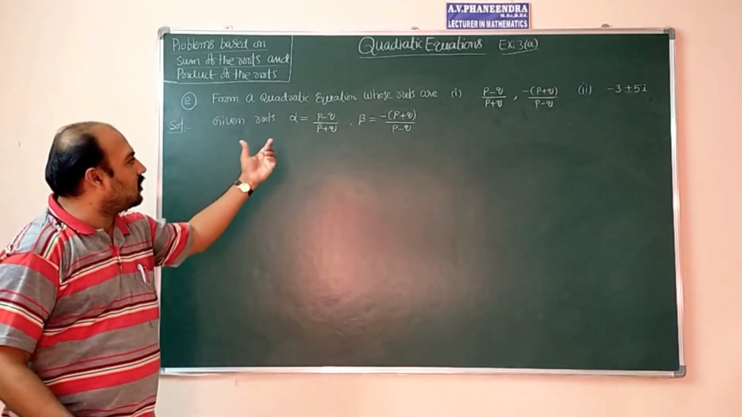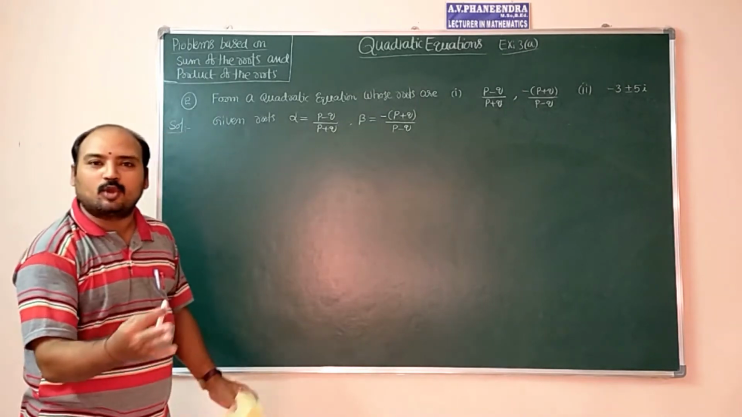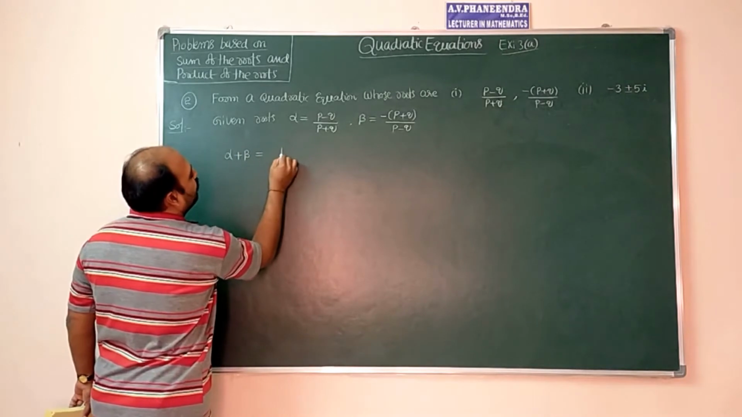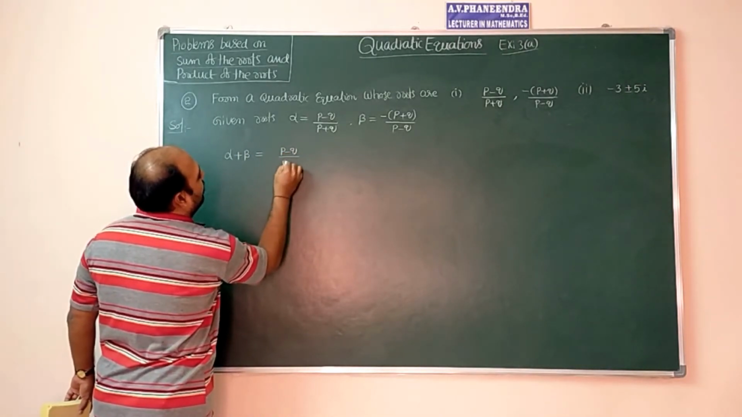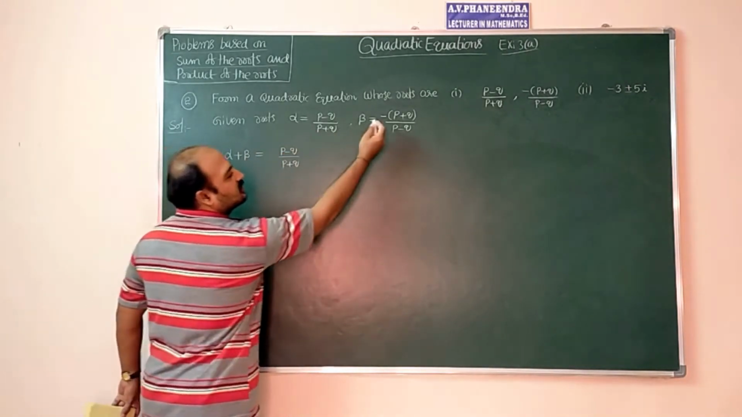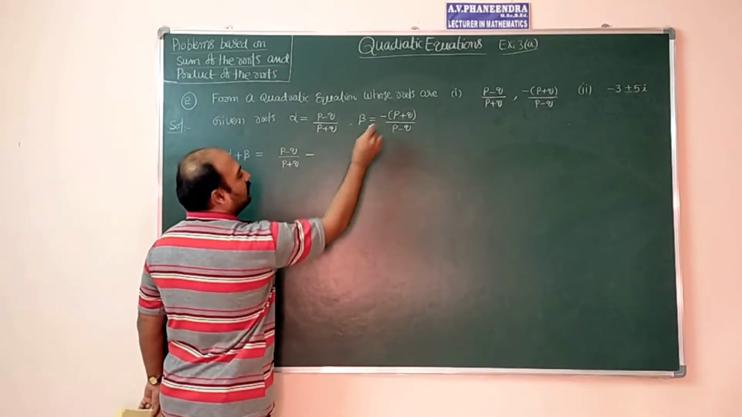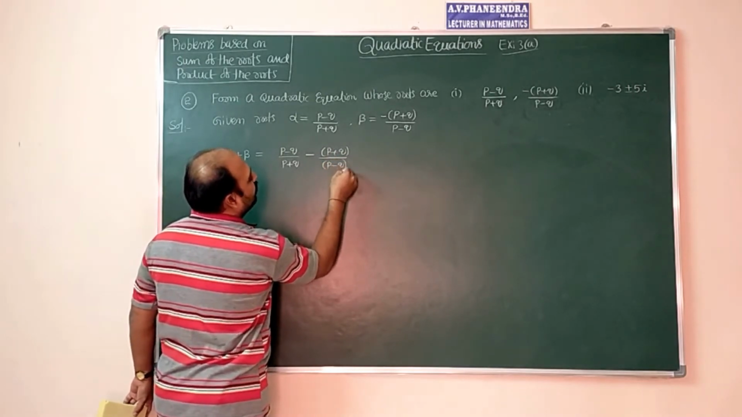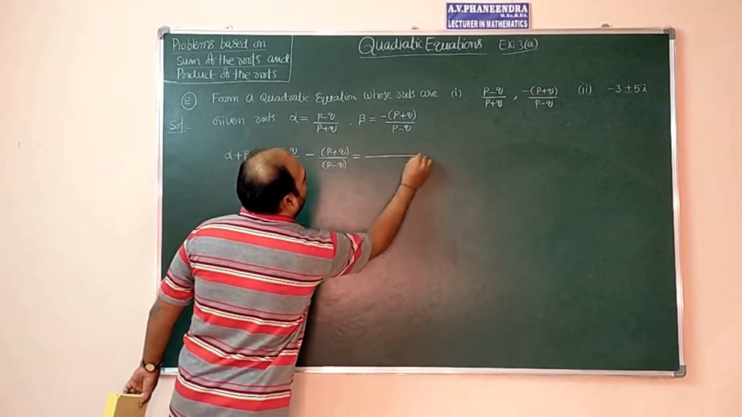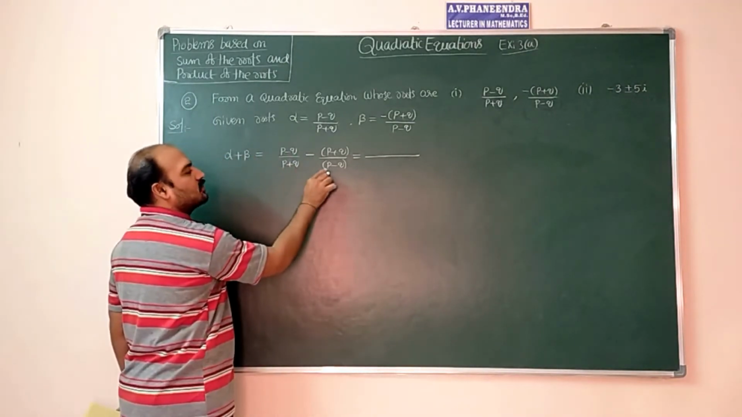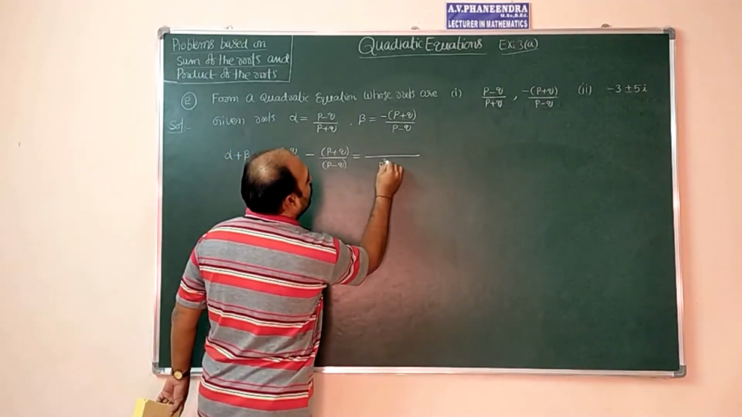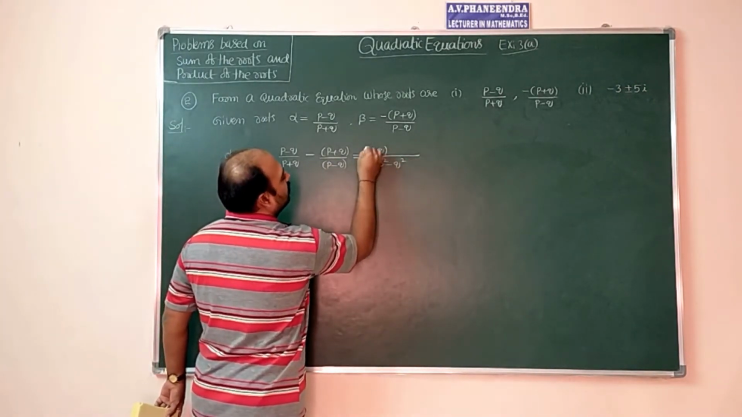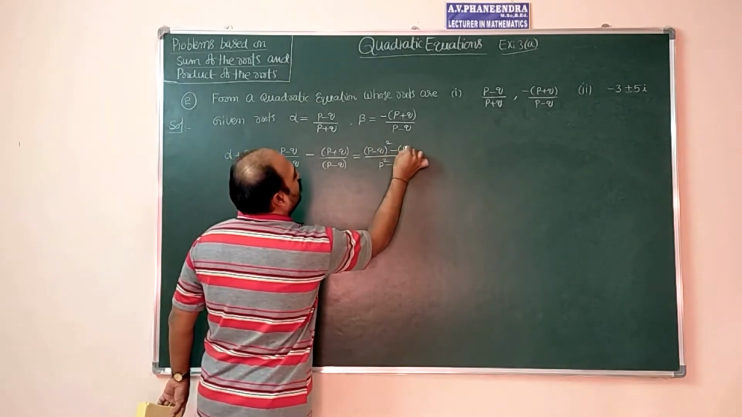After writing the roots of the given quadratic equation, calculate the sum of the roots and product of the roots. Alpha plus beta is equal to p minus q divided by p plus q, minus p plus q divided by p minus q, which is equal to, take LCM, p plus q into p minus q, p square minus q square. So (p minus q) whole square minus (p plus q) whole square.